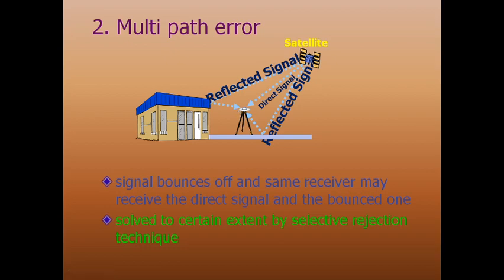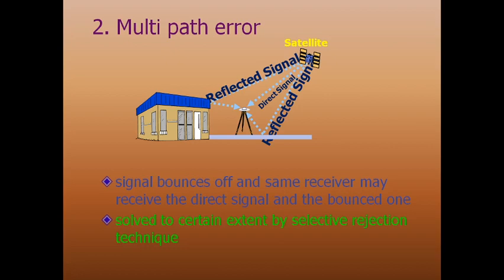The buildings will be reflecting the satellite signals. There will be different signals reaching the receiver from the same satellite. So the timing will be different for different signals, and that will be a problem. So the signal bounces often, and the same receiver may receive the direct signal and the bounced one.